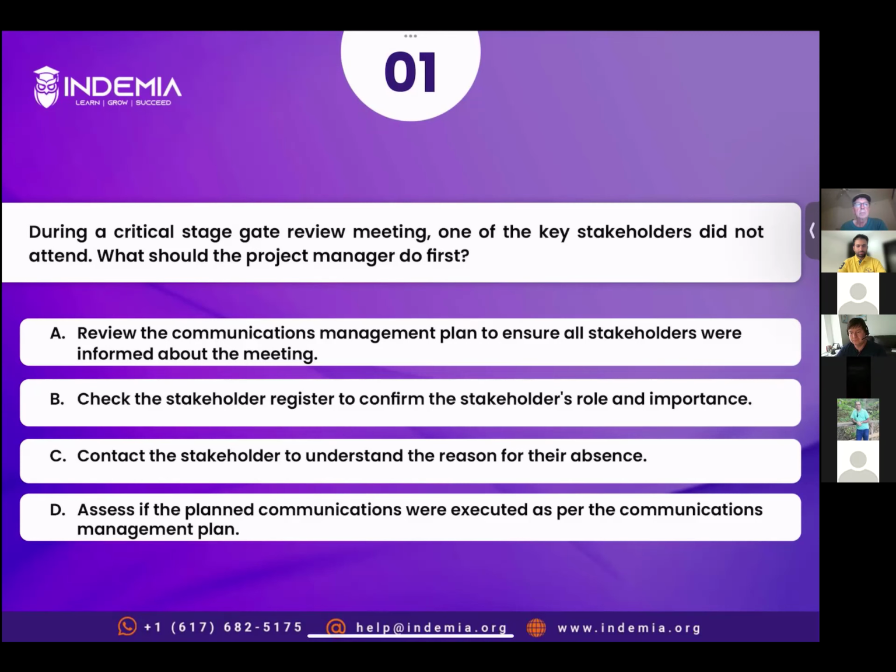Manmeet, you have chosen option D. I was between C and D, but I thought first I should be knowing that if the communication has actually been executed as per the communication management plan, if the stakeholder was aware that there is going to be a gate review meeting, that should be the first step, and then it should be C, knowing the root cause why he did not attend it. So that's why I picked D. All right, so you said you need to find the root cause. Okay, thank you. Mary, you have chosen option B.